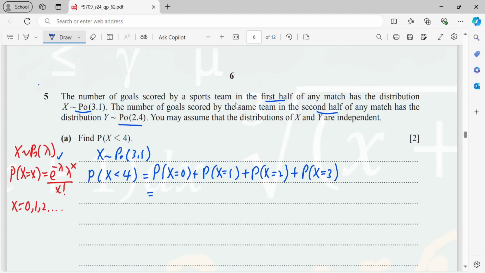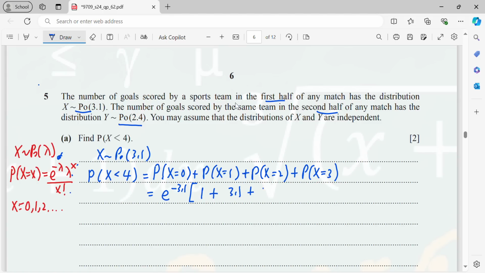And basically the e to the minus lambda is in common, right? That is a constant, so e to the power of negative 3.1. So when x goes to 0, any term with degree 0 is 1, and 0 factorial is 1. That means we end up with 1 here, plus 3.1 to the degree 1. So no need to write degree 1, 1 factorial is still 1.